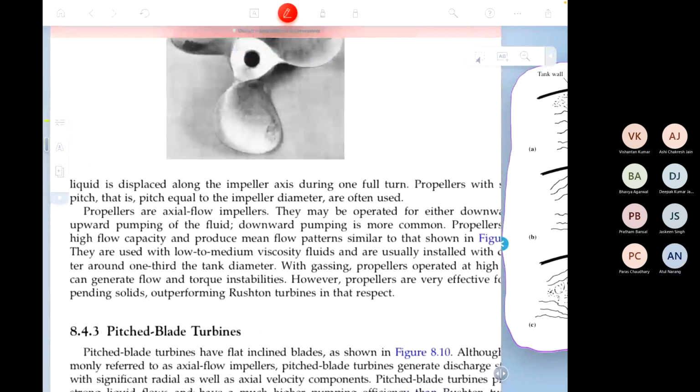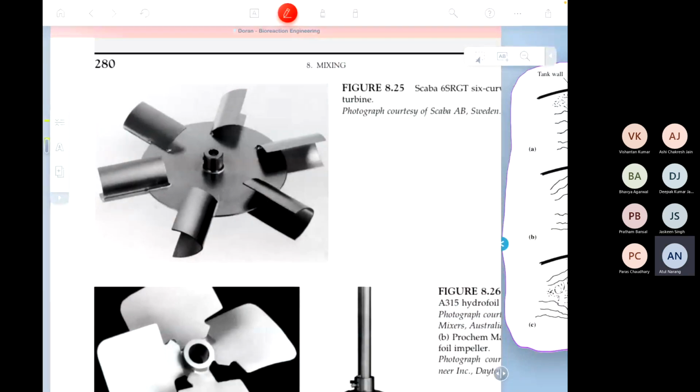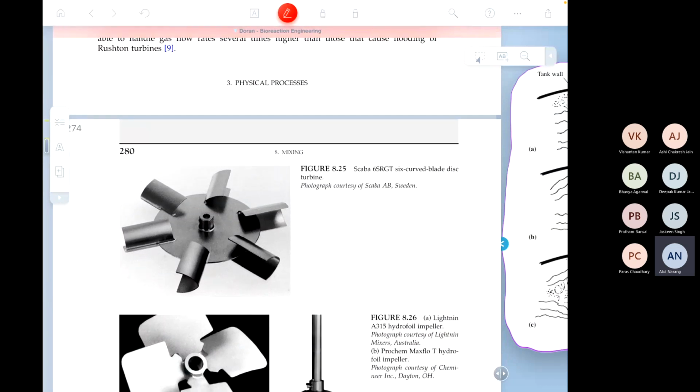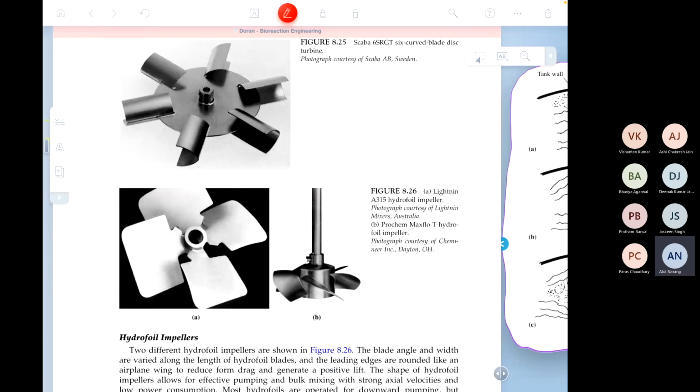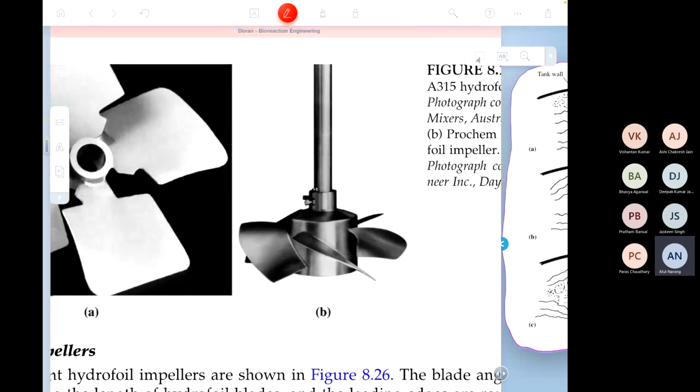Right here, this is the curved blade. You can see that instead of pitching it, you have literally curved it, and it's like a curved thing that is carrying the water with it. So this is the third generation curved blade. This is one thing that they say is great, and the next one is this Lightnin hydrofoil impeller. If I blow up the picture, it seems to me like a minor modification of the pitch blade, but this also has a very low NP prime.